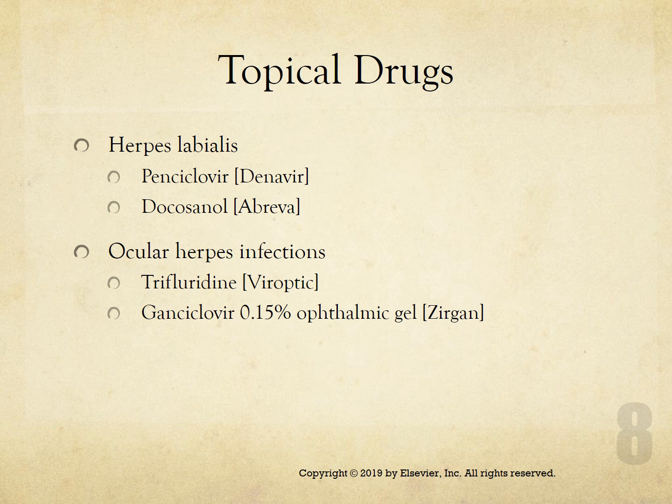There are also topical antivirals. For cold sores, we have Denavir and Abreva, which you can also obtain over the counter. Then for ocular herpes infections, we have trifluridine and ganciclovir, which are used. Now, those will be prescribed if you work in ophthalmology.